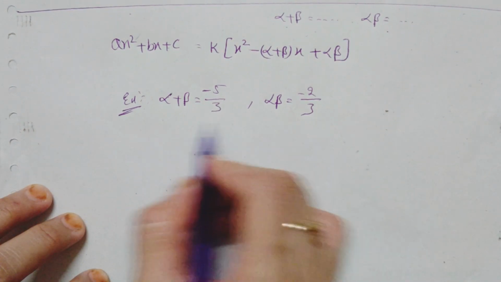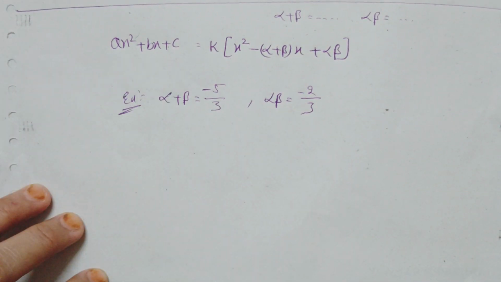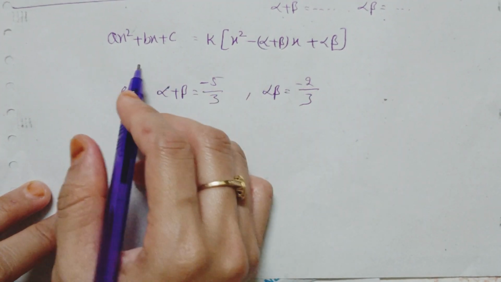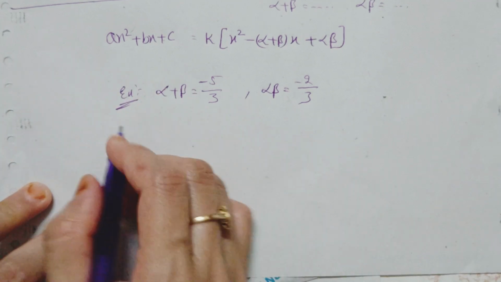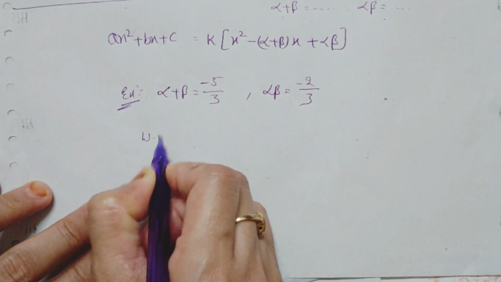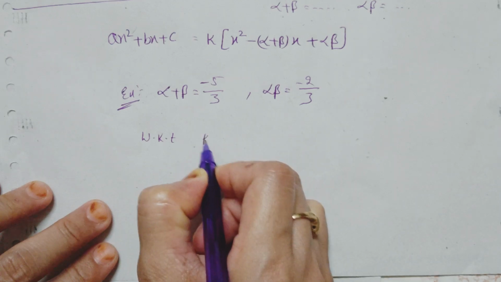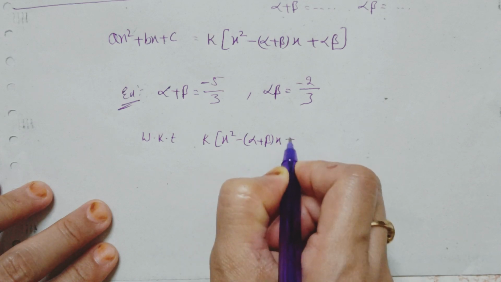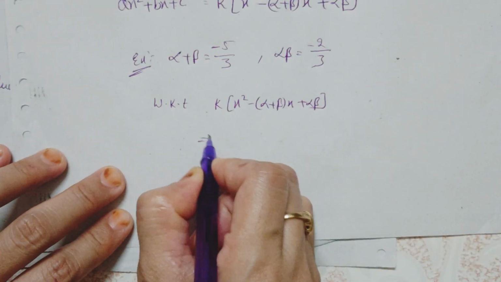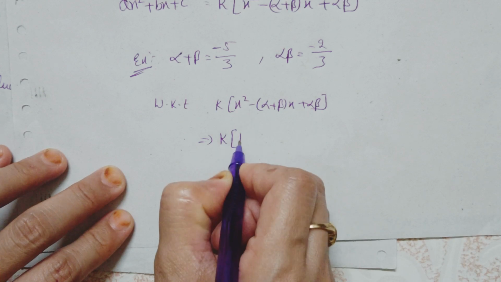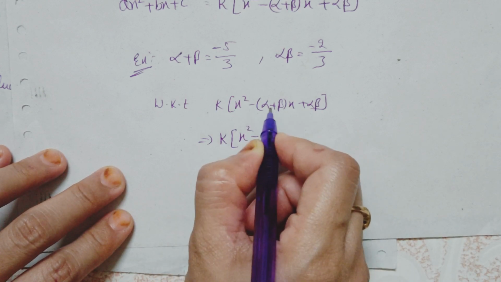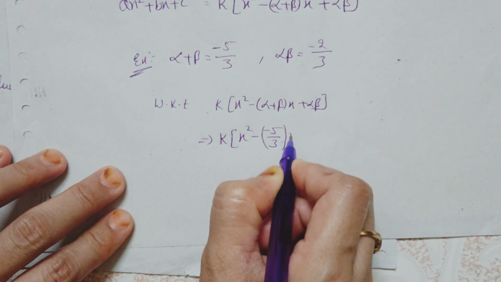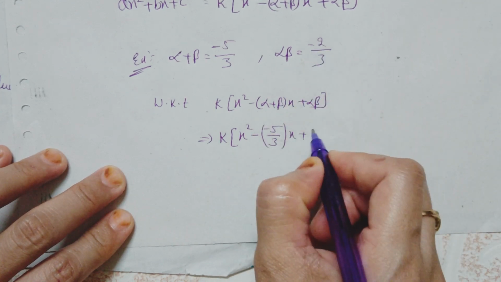Now what you have to do is, by using these two, make a quadratic polynomial, and we have the formula. By using this formula, let's try whether we'll get the same polynomial or not. We know that k of x square minus of alpha plus beta of x plus alpha beta. We don't know k, so x square you keep the same. What is the value of alpha plus beta? Minus 5 by 3, of x plus, what is alpha beta?